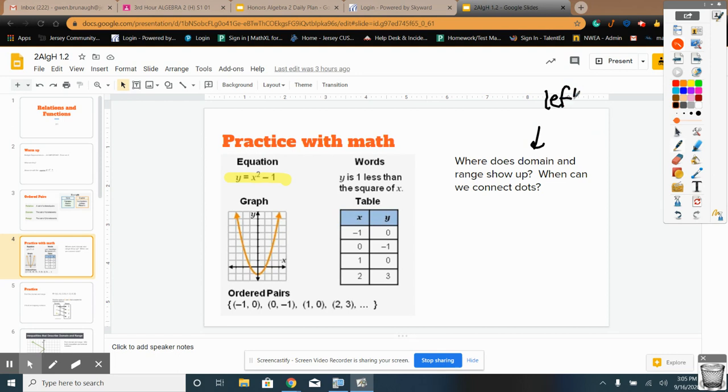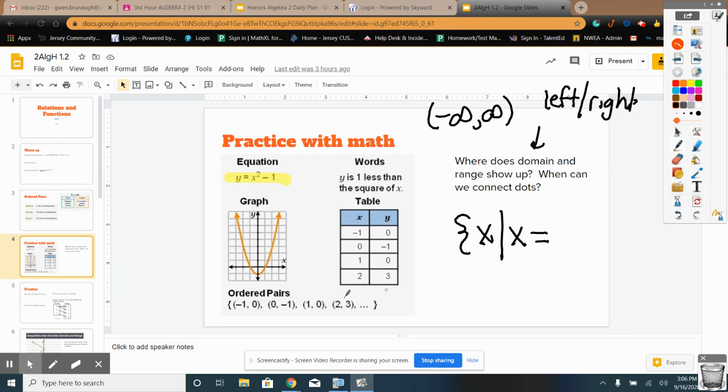In the picture, can you go left forever and can you go right forever? And the answer here is yes. So the domain is actually negative infinity to positive infinity for this graph. For ordered pairs, a lot of times we will say the domain like this: the set of all x such that x equals, and you can list out what you have here for x.